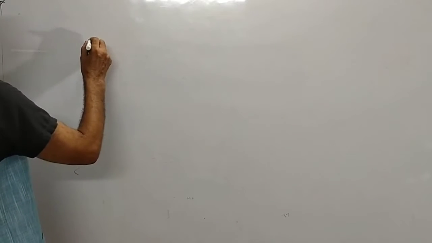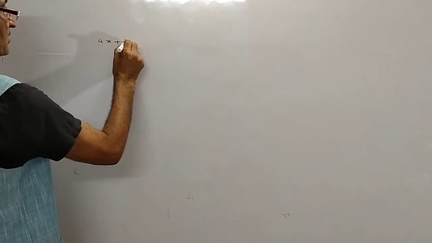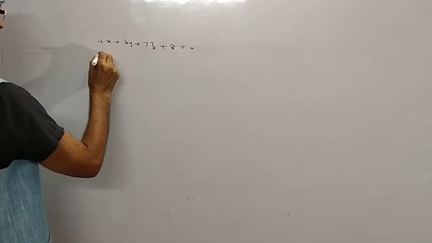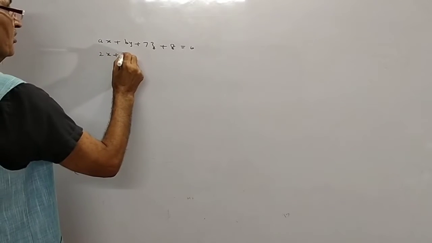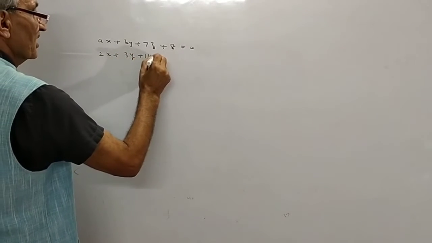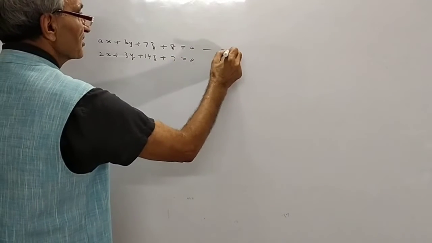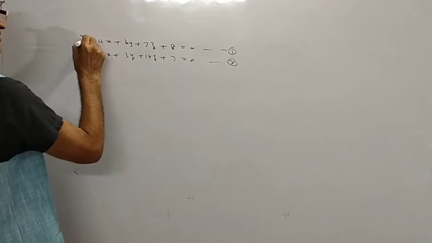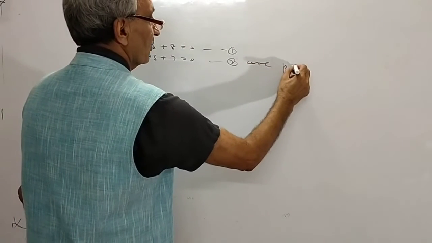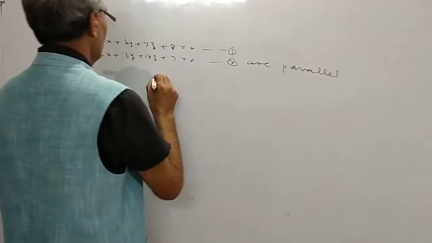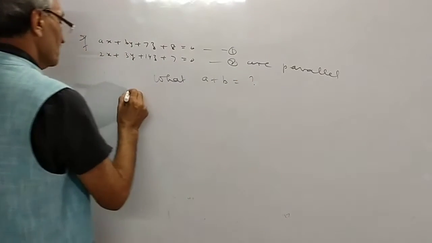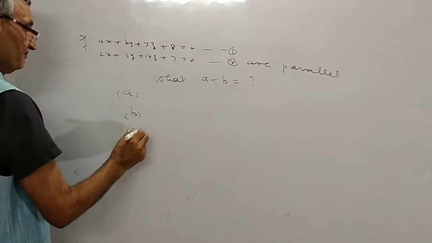Before I go to that, let me ask one question. Here, ax plus by plus 7z plus 8 is equal to 0, and 2x plus 3y plus 14z plus 7 is equal to 0. Suppose these planes are parallel. What is the value of a and b? What is a plus b equal to?